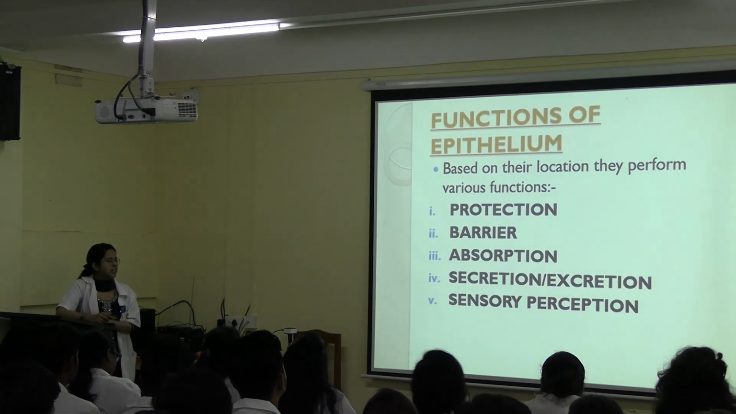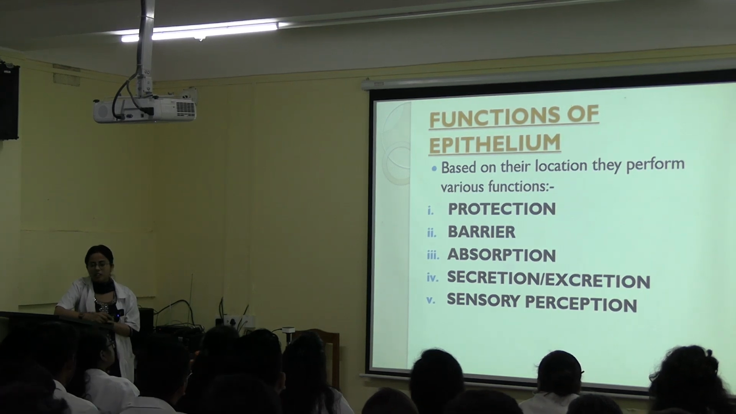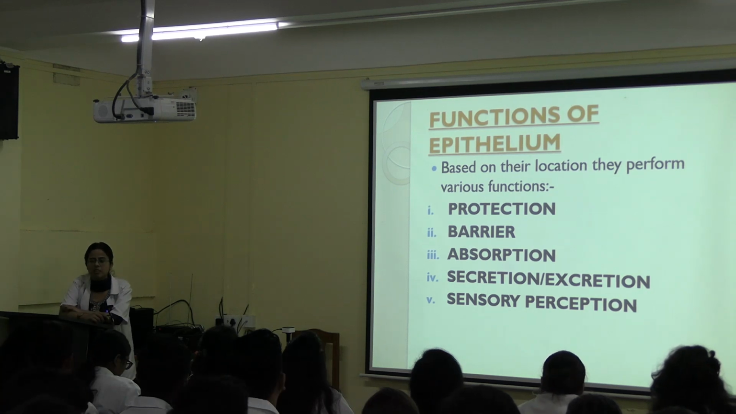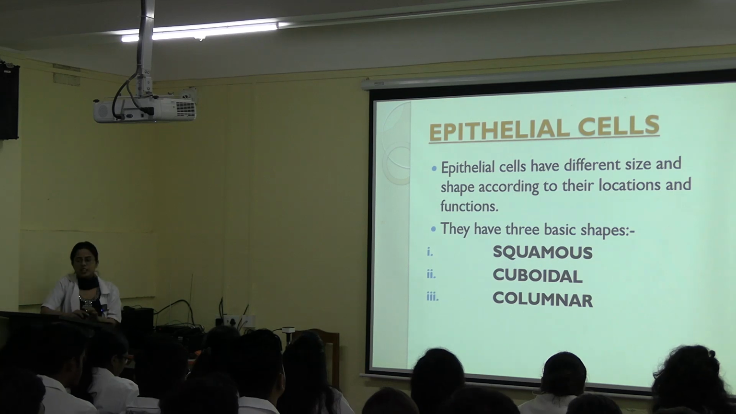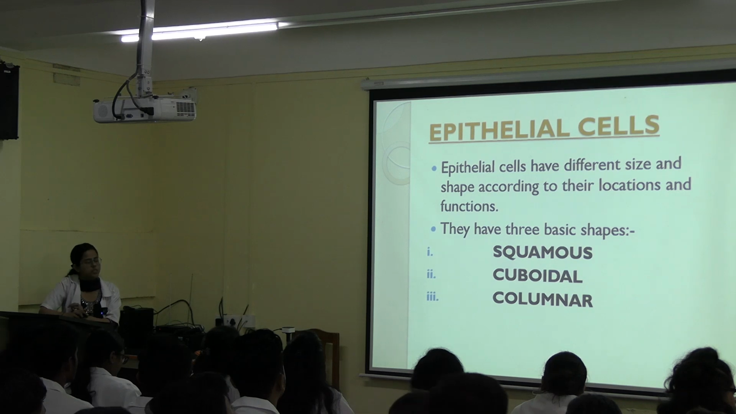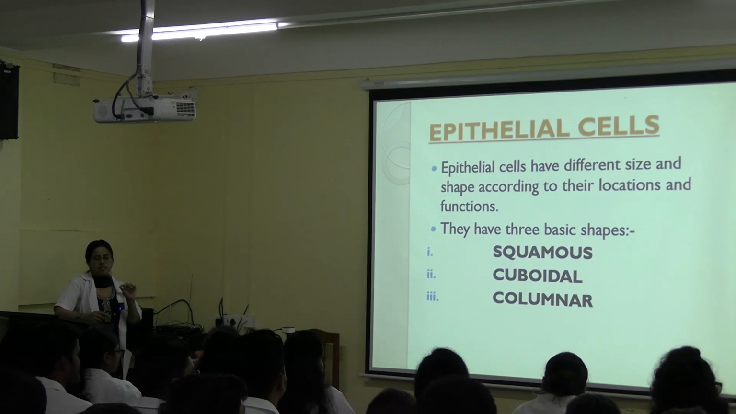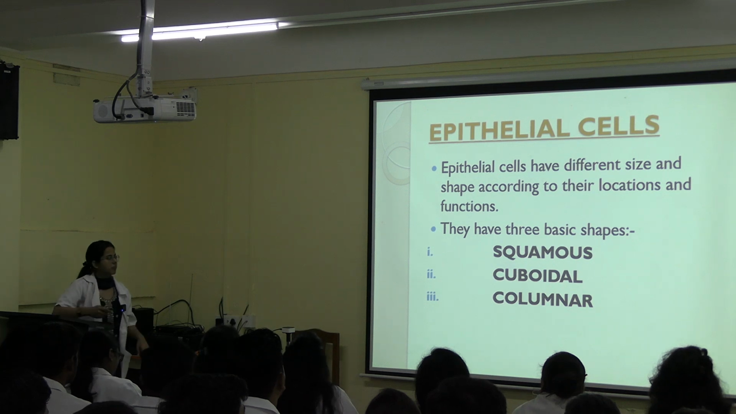Secretion, it secretes various hormones. In salivary gland it secretes saliva. Sensory perception, like olfactory perception, taste perception. Now epithelial cells, there are three shapes of epithelial cells basically on the basis of their location and function: squamous, cuboidal and columnar. Squamous cells will be flattened, cuboidal cube-like, and columnar.